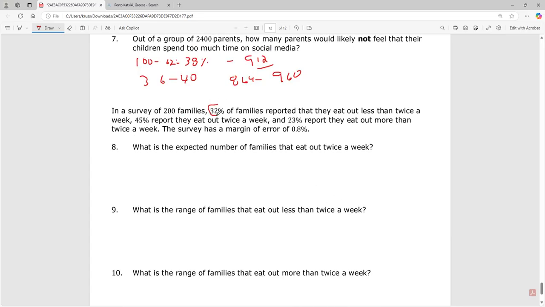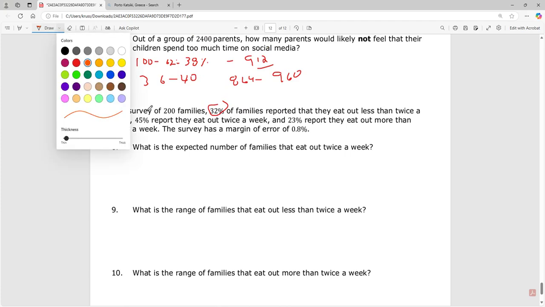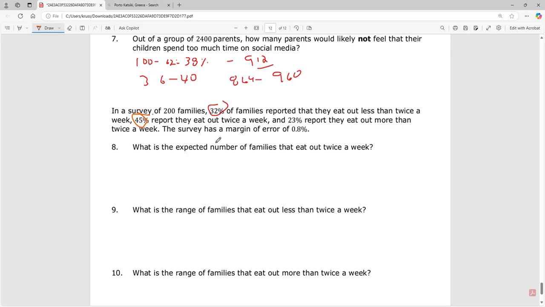Okay, all right. 32% of families reported they eat out less than twice a week, 45% exactly twice a week, and 23% report they eat out more than twice a week. So less than twice a week, exactly twice a week, or more than twice a week. So this is less than twice per week, this is equal to twice per week, and this is greater than twice per week.